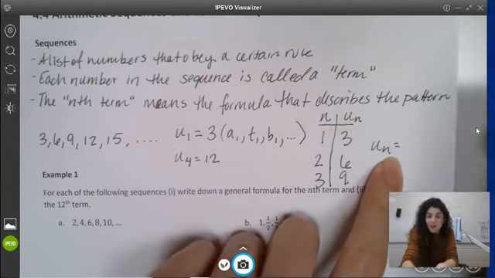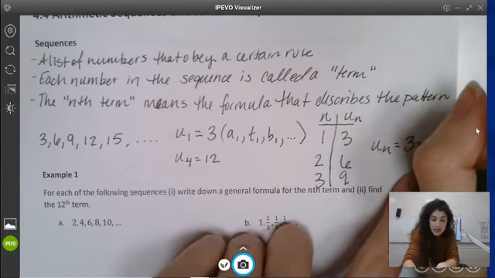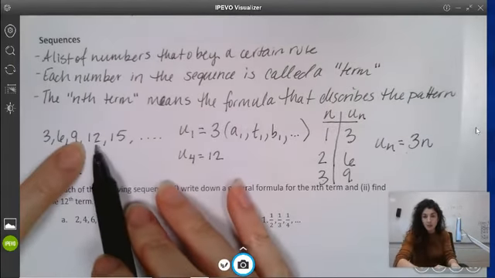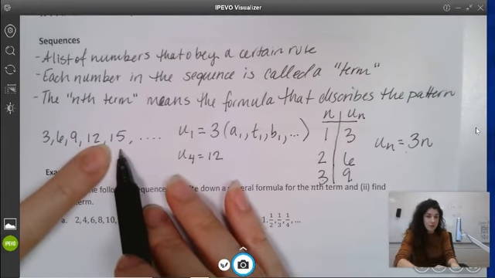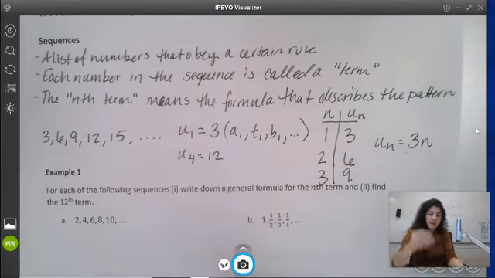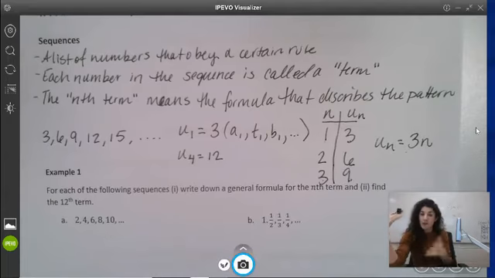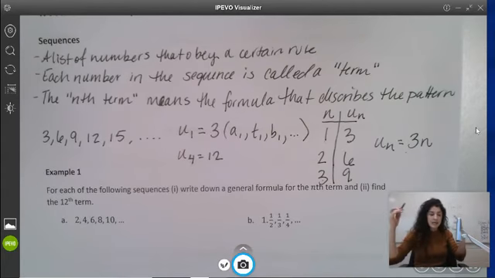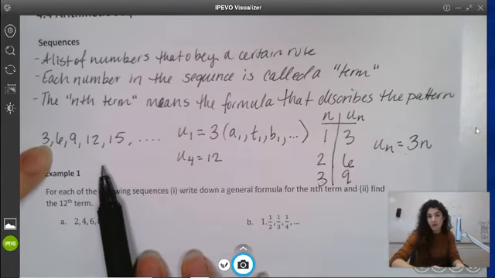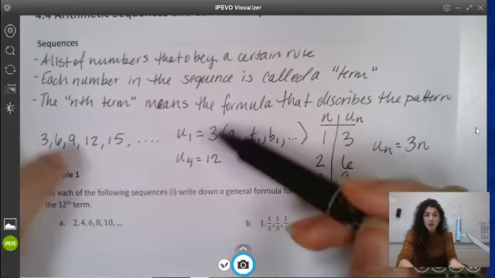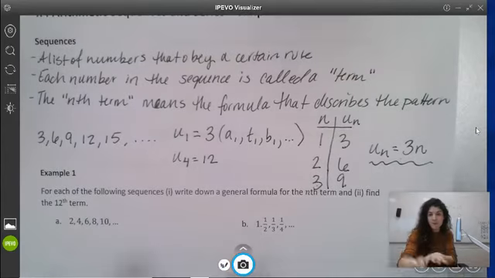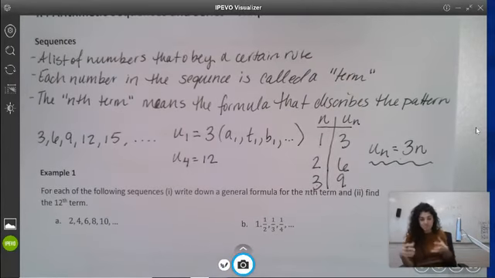So the nth term is the pattern of 3 times whatever term that number is, right? So the fourth term is 3 times 4, 12. The fifth term is 3 times 5, 15. We're going to practice this. There's actually a formula that we can follow that formalizes this process. But this is the idea of a sequence, is that it's a list of numbers that follow a pattern. You've got terms within that pattern. You can make a table from that pattern, and you can make a formula from that pattern. It's called the nth term.